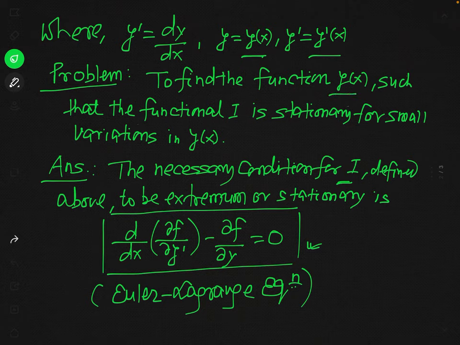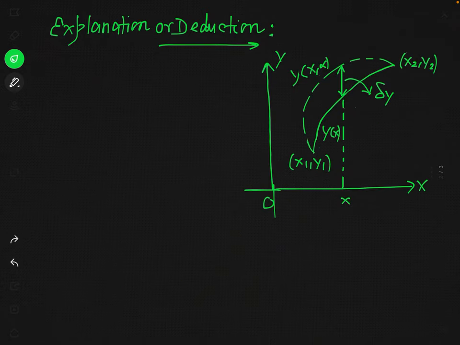So first of all, I am going to derive this Euler-Lagrange equation by simply minimizing or maximizing the integral I. And for this, let us see this figure. In this figure, I have shown two curves, and these two curves join the fixed points (x1, y1) and (x2, y2). You know, there may be an infinite number of curves joining these two given points, but for simplicity, I have shown two.